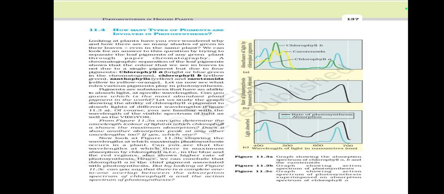But by looking at Figure 11.3c, can you say that there is a complete one-to-one overlap between the absorption spectrum of chlorophyll a and the action spectrum of photosynthesis? Figure 11.3a: graph showing the absorption spectrum of chlorophyll a, b, and the carotenoids. Figure 11.3b: graph showing the action spectrum of photosynthesis. Figure 11.3c: graph showing the action spectrum of photosynthesis superimposed on the absorption spectrum of chlorophyll a.